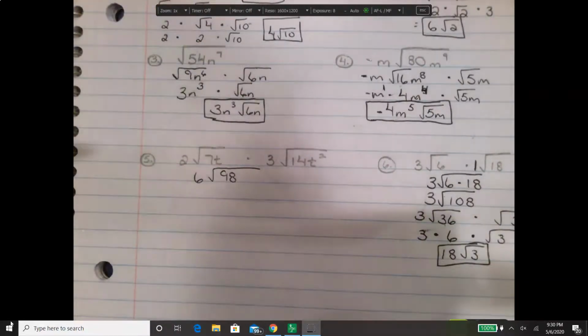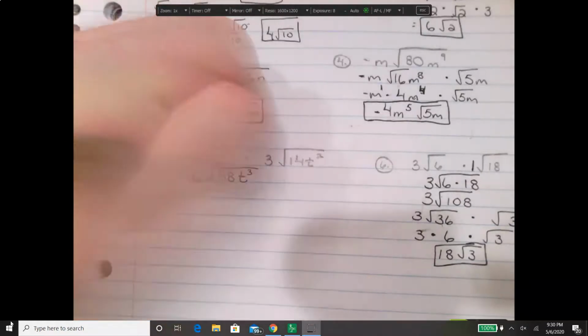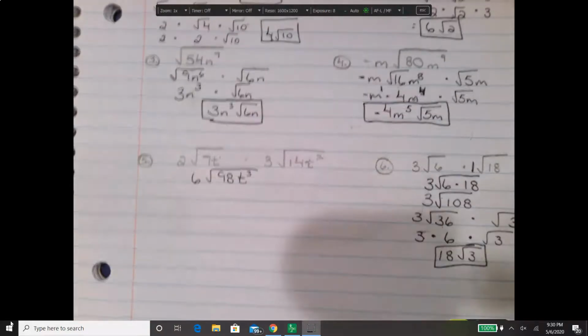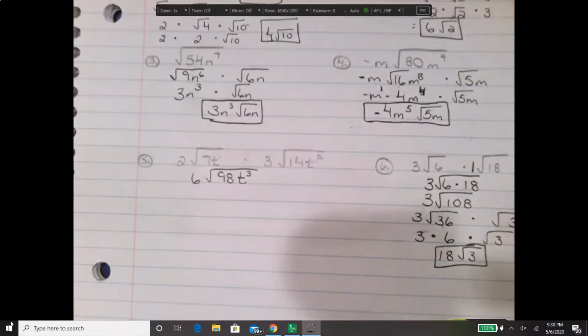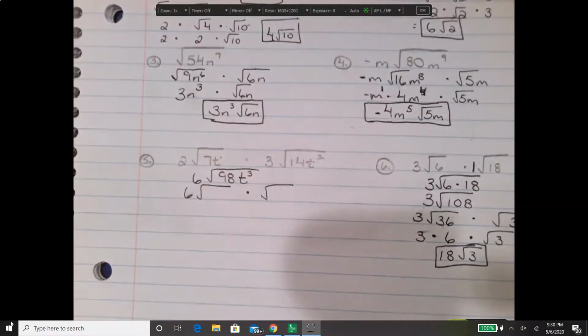Don't forget about those variables. So when I multiply the variables together, again, your exponent rules, it's going to be t to the third. And that's because you add. 2 plus 1 is 3. Let's finish this one off. So 6 times radical 98. So let's split 98 up. So if I do 98 divided by 4, that doesn't work. What about 98 divided by 9? That one doesn't work. 98 divided by 16.